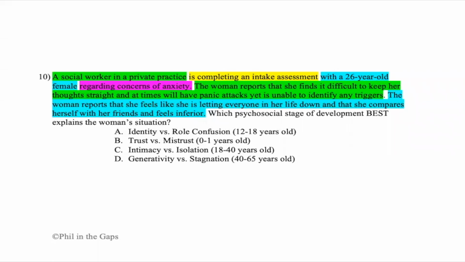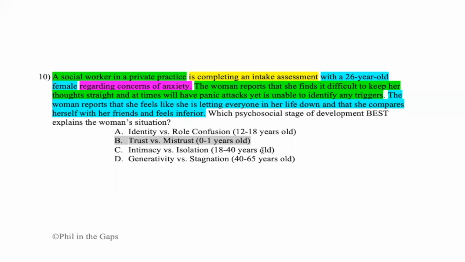One reports that she feels like she's letting everyone in her life down, and that she compares herself with her friends, and she feels inferior. So keep all that in mind. Let's go through each answer choice. Right off the bat, we're going to rule out B. Why? Nowhere in the question does it state that she feels that she can't trust anybody or that she has mistrust for anybody in any way, shape, or form.